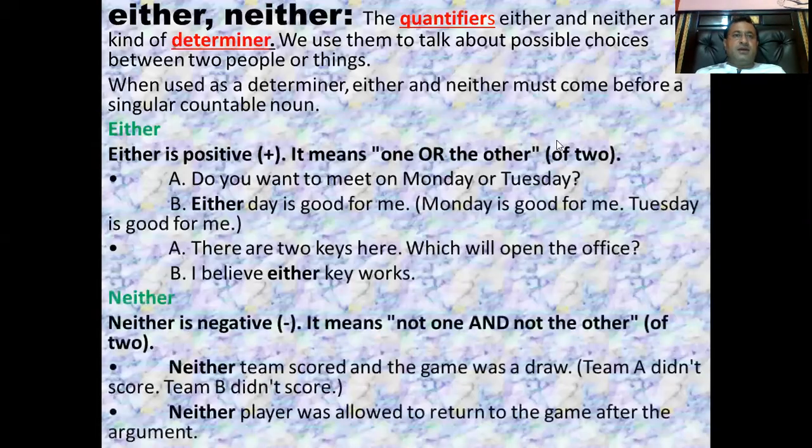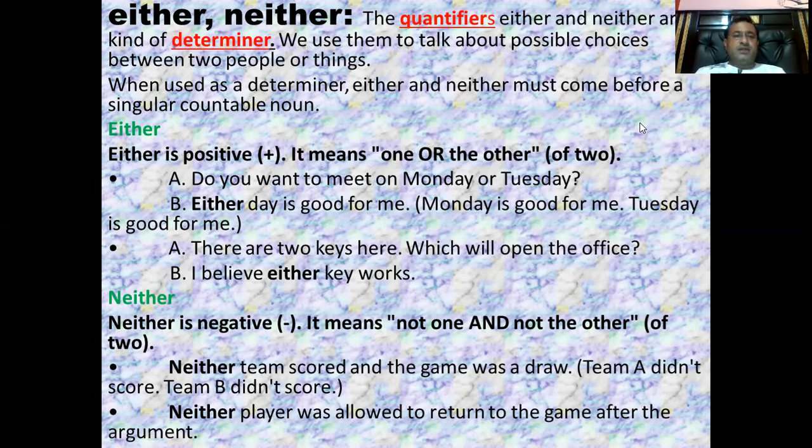Then next is either and neither. The quantifiers either and neither are also a kind of determiner. We use them to talk about possible choices between two people or things. When used as a determiner, either and neither must come before a singular countable noun. That means you need to keep in mind that they both come before a singular noun, not before a plural noun. Now, either is positive. It means one or the other. I mean you need to choose one of them. So there is a positive thinking.